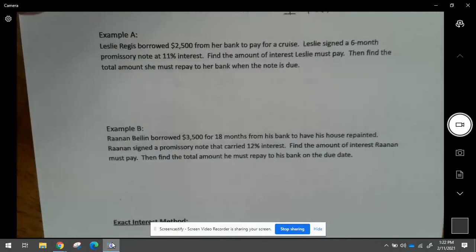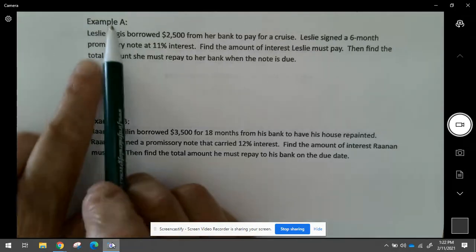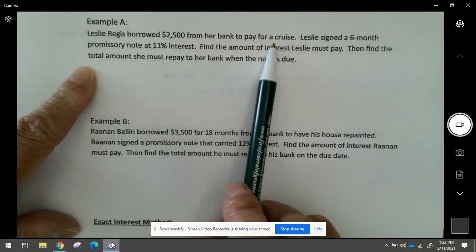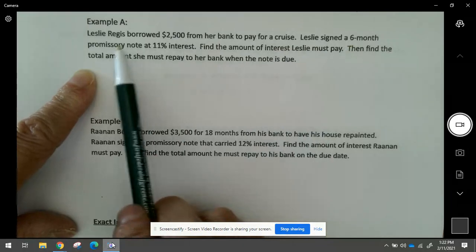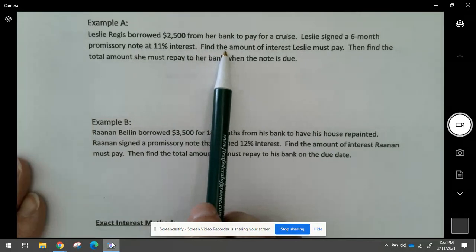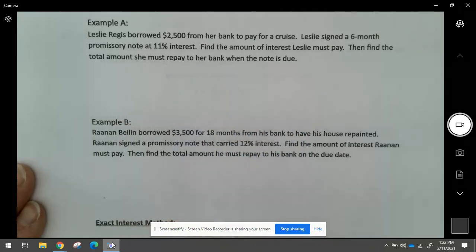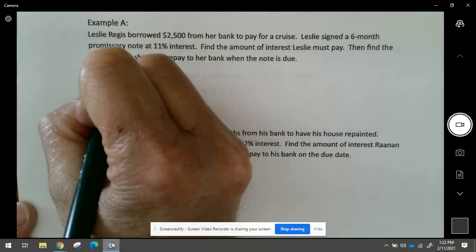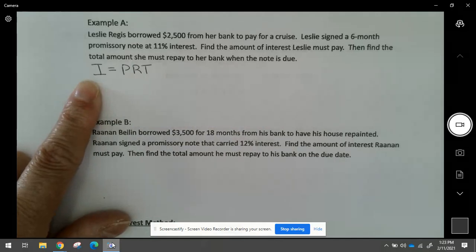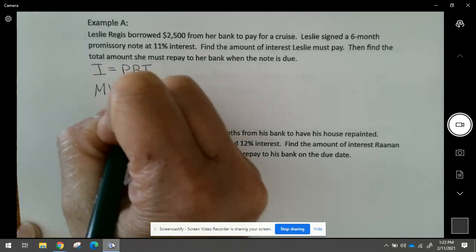All right, let's do some examples calculating interest and maturity values. Example A, Leslie Regis borrowed $2,500 from her bank to pay for a cruise. Leslie signed a 6-month promissory note at 11% interest. Find the amount of interest Leslie must pay. Then find the total amount she must repay to her bank when the note is due. Again, I'm going to write down my formula. We're trying to find interest here, okay? And then we're going to try to find the maturity value. So I'm going to write my formulas off to the side.